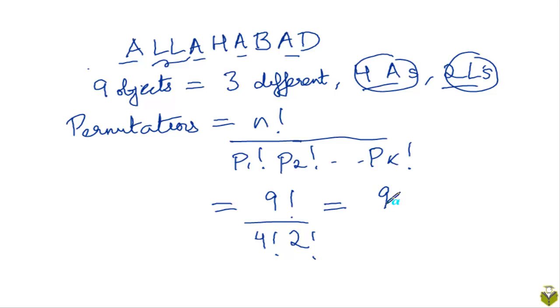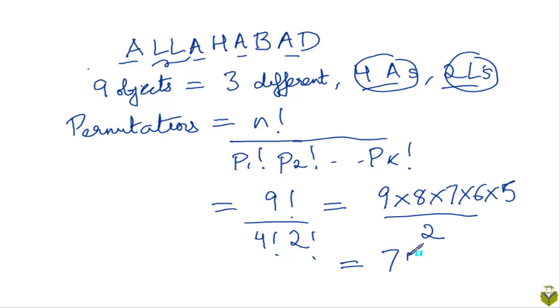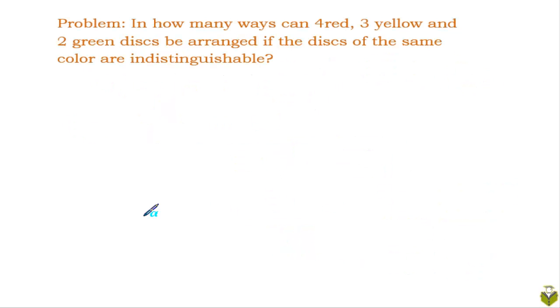I will try to simplify it. You just have to see that 9 into 8 into 7 into 6 into 5 divided by 2, because 4 factorial will cancel out, and this will be equal to 7560, which is the answer. So let us look at another problem now.